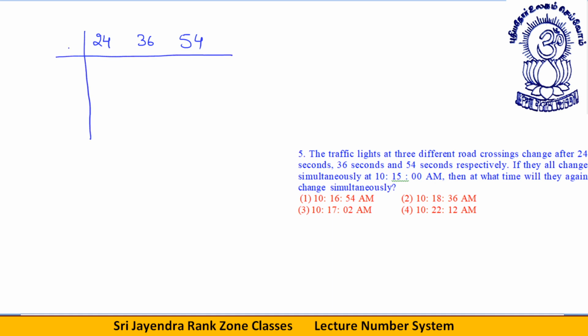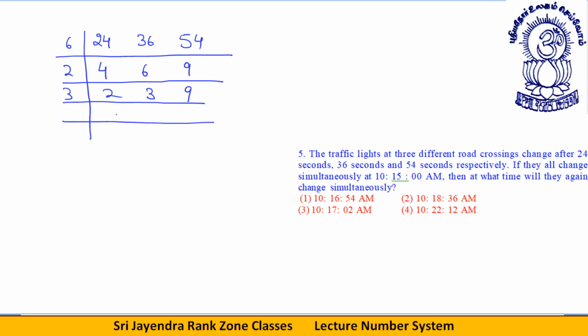What can I do? First of all, they are divisible by 6. No problem. No need to take primes. You can divide directly by any number. If you can see any number which divides all these 4, 6 and 9, let's divide it by 2. What do you get? 2, 3 and 9. Let's divide by 3. You get 2, 1 and 3. Now these two have nothing in common.